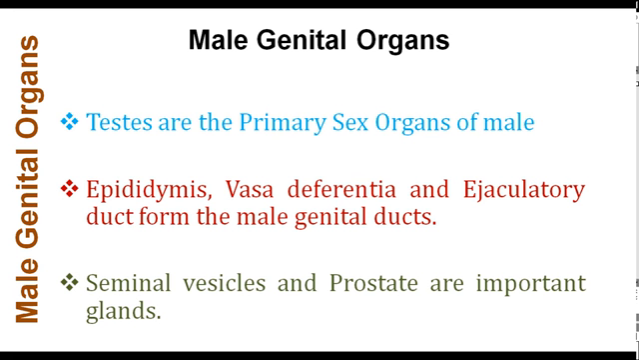Now, the testes develop anterior to the kidneys, but they descend down and come out of the abdomen. They come to lie in an extra-abdominal sac known as the scrotal sac. The passage between the abdomen and the scrotal sac becomes narrow. It is called the inguinal canal.